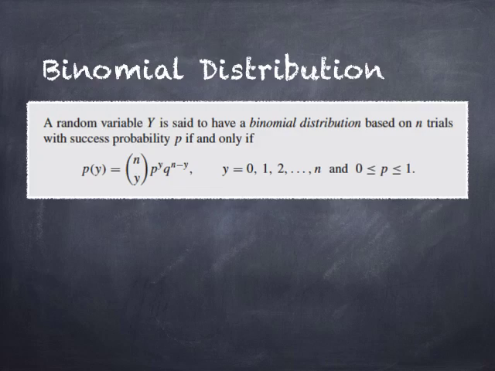Here is the density function for the binomial distribution. So see that you have some items here. You have this notation that is used to describe combinations. So this is a possible combination.